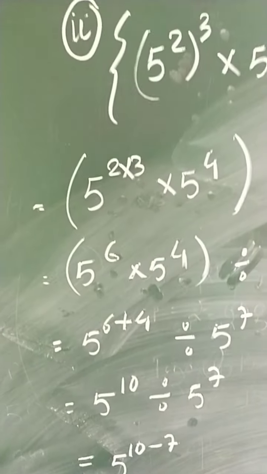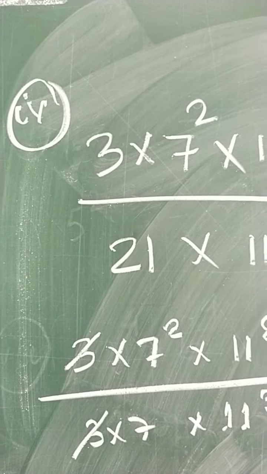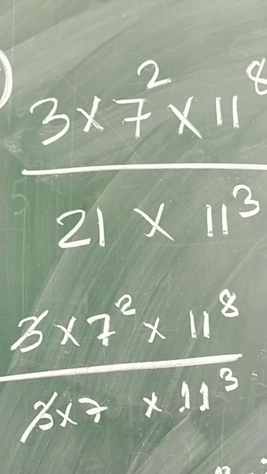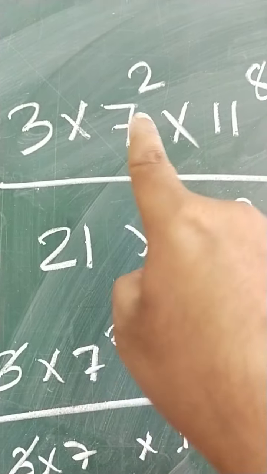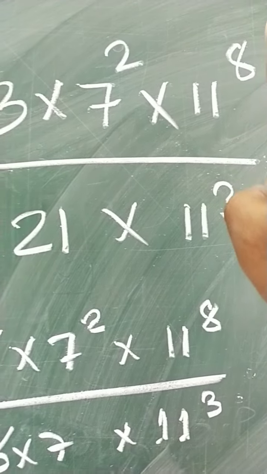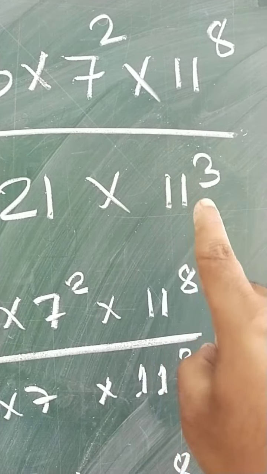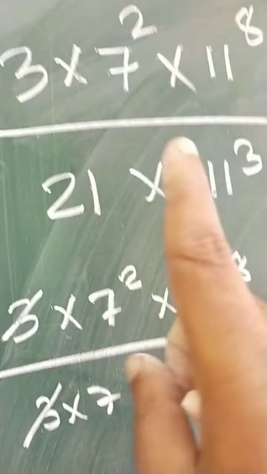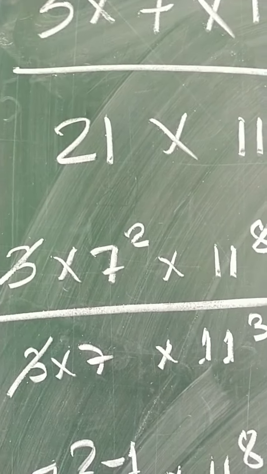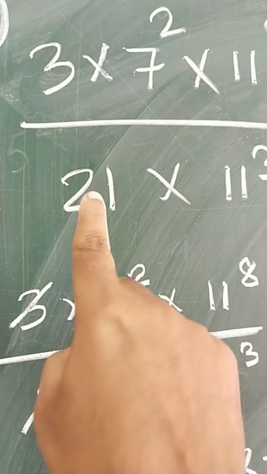Okay, so next move on to the next sum. Now this is question number 4. The next sum is question number 4. So we have 3 into 7 square into 11 to the power 8 by 21 into 11 to the power 3. So there is one particular number which we can break. That is 21.